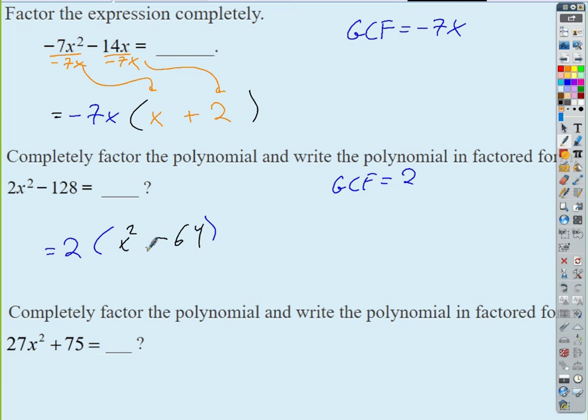You could use magic numbers. You can always go back and do this, but it's extra work. We could write it as x squared plus 0x minus 64 and look for numbers that multiply to negative 64 and add to 0, right? But we could also think about this as being a pattern, right?